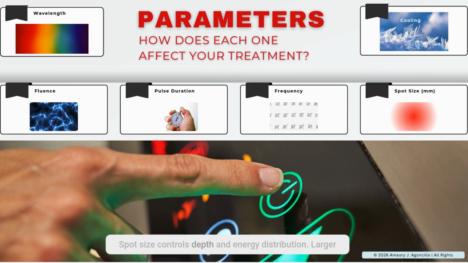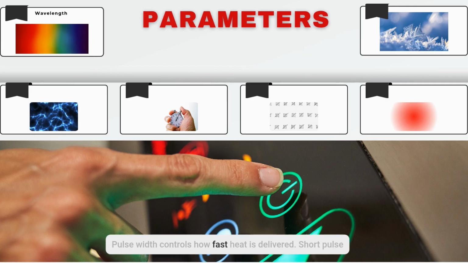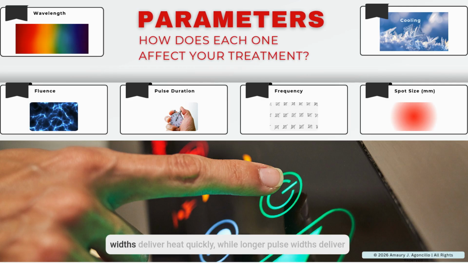Spot size controls depth and energy distribution. Larger spots usually penetrate deeper, while smaller spots are more superficial and concentrated. Pulse width controls how fast heat is delivered. Short pulse widths deliver heat quickly, while longer pulse widths deliver heat more slowly.